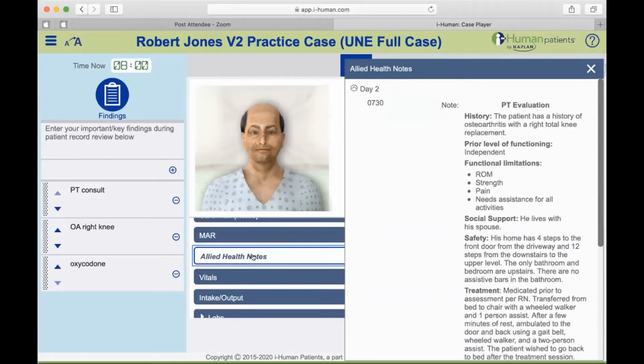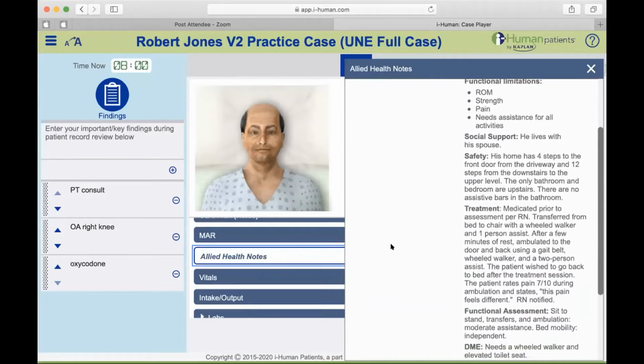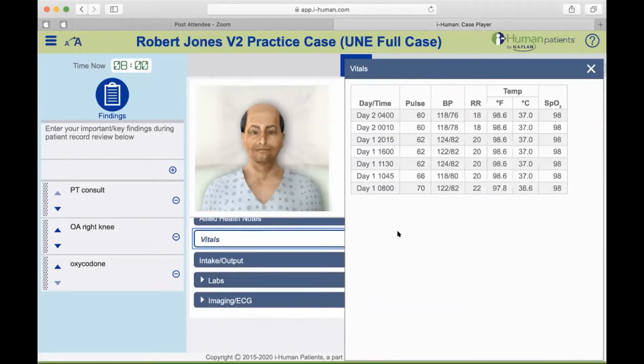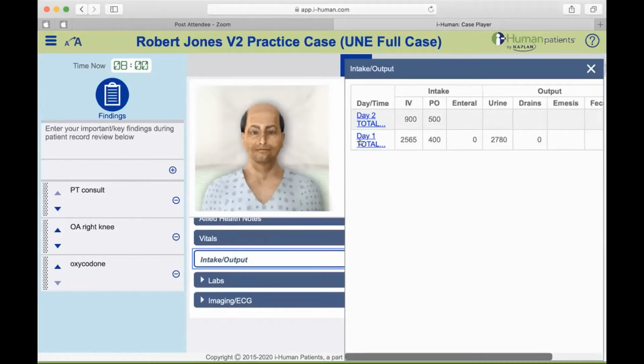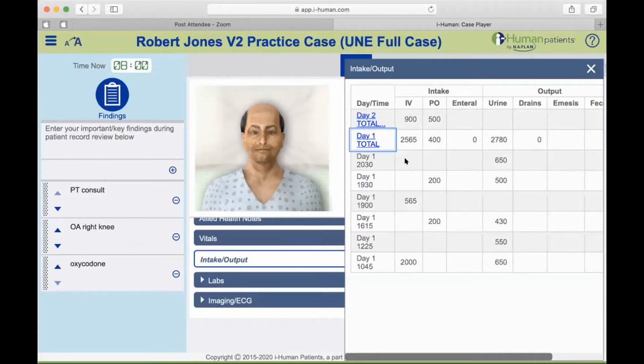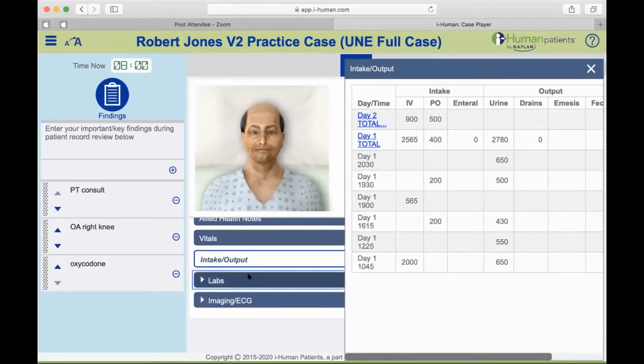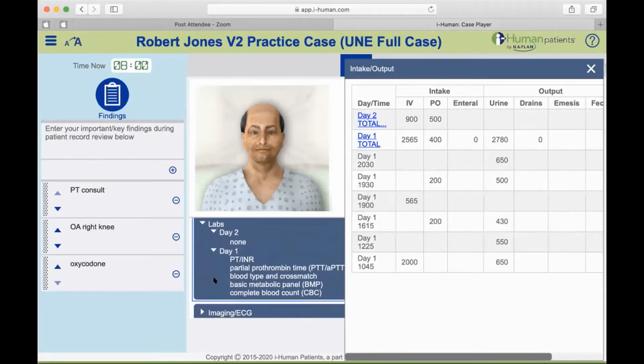Allied health notes include physical therapy, occupational therapy, speech therapy, case management, social work. So here is our PT eval. Vital signs, they were ordered every 4 hours. And so we, as faculty and students, can look through the trends and identify if anything is abnormal. Intake and output is listed. We can expand those, looking at IV and PO intake, urinary output, and over to the right, we find Robert's weight.